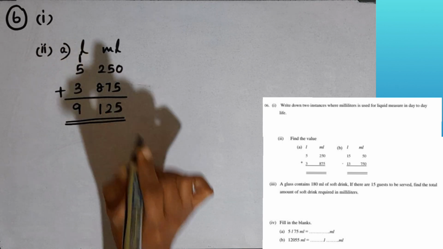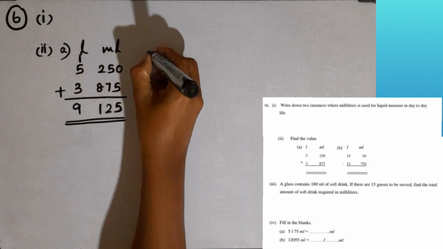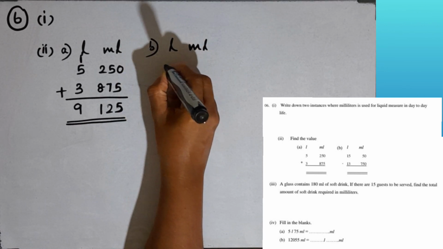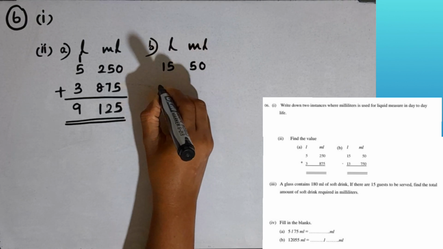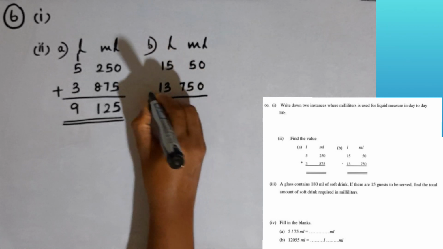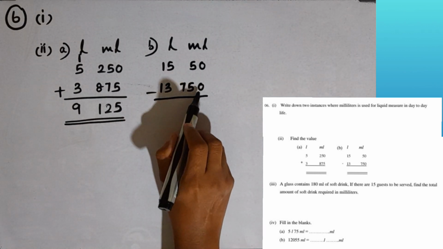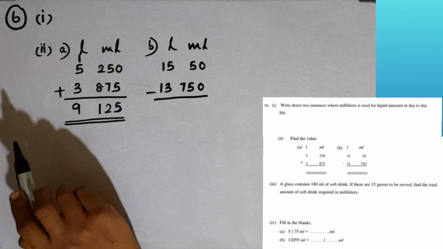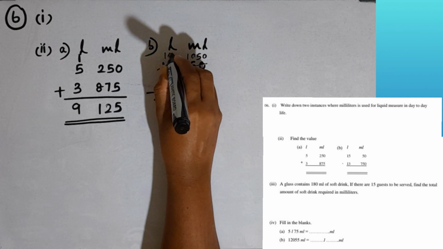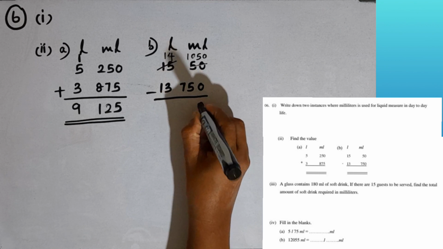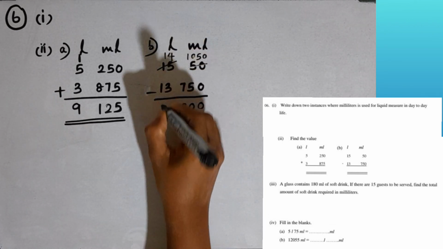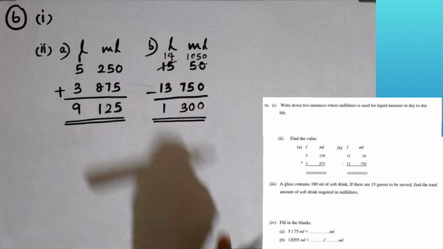So this is the answer: 9 liter 125 milliliter. Then in B part, we are given this, liters, milliliters, 15 liter 50 milliliter minus 13 liter 750 milliliter. We can't subtract this 750 from 50. So we have to take 1 liter from this side. Then it becomes 1050 milliliters. Here this now is 14. 0 minus 0 is 0. 5 minus 5 is 0. Then again 10 minus 7 is 3. 14 minus 13, 1. 1 liter 300 milliliter.